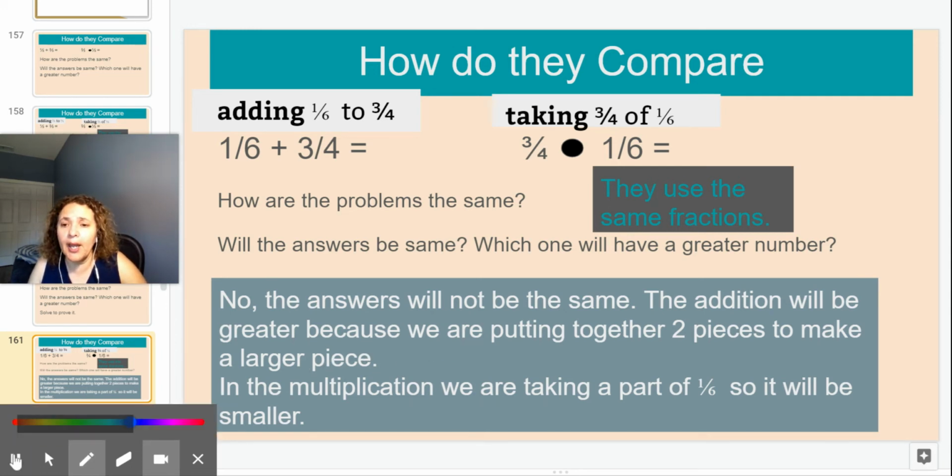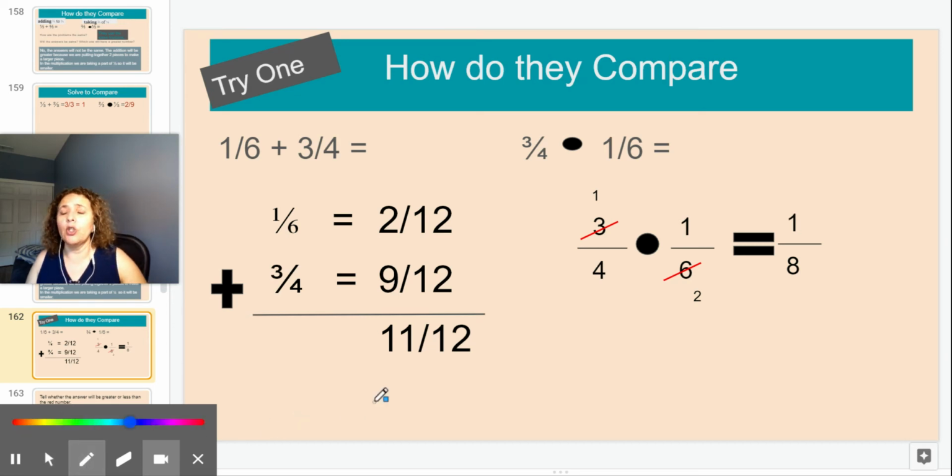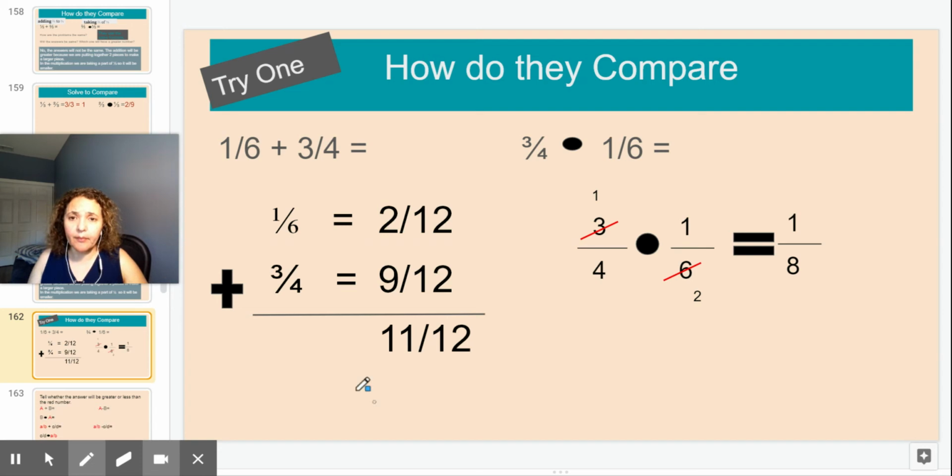And let's see the math. And here's my proof. So if you add 1/6 plus 3/4, remember when we're adding, we need to find a common denominator. We talked about that in Unit 1. So what are they? My lowest common multiple for these is 12, right? So if you skip counted, you would have said they've got 12 in common. So I did that and I got 9/12. 1/6 is 2/12, added it together, and I got 11/12.